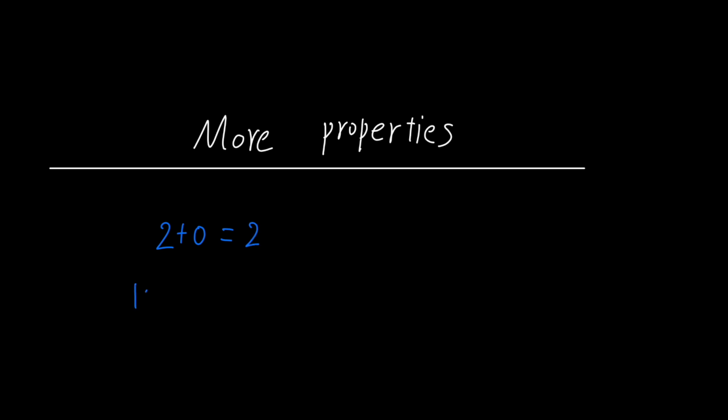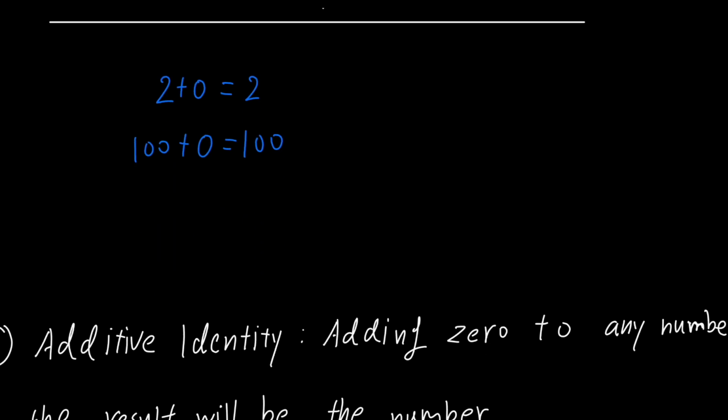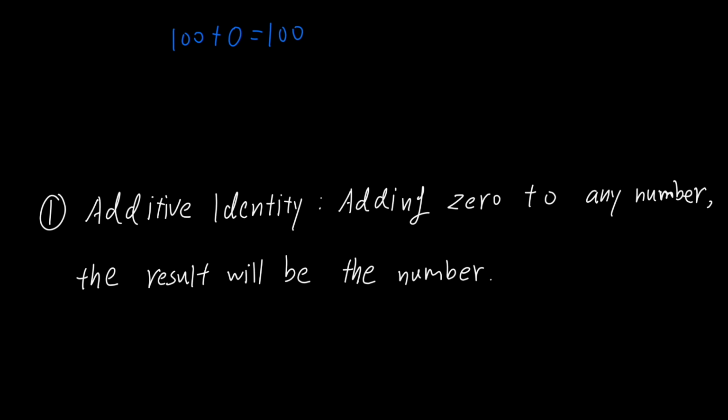What about 100 plus 0? So it's still 100, right? So any number add 0 will still be that number. And we want to describe this process, and we give it a new name, which is additive identity. So the definition is adding 0 to any number, the result will be the number.